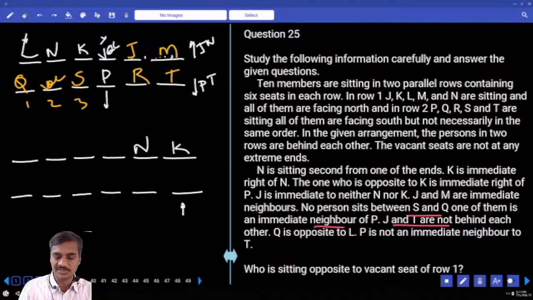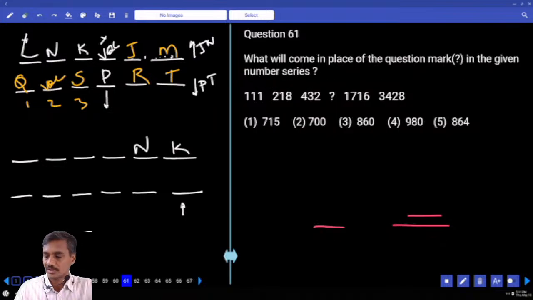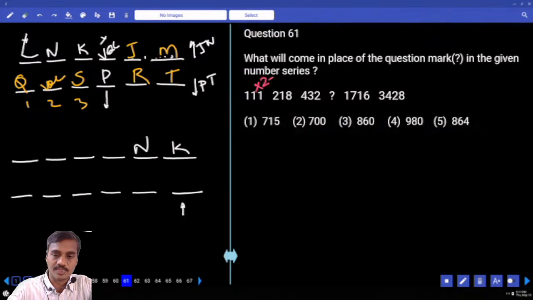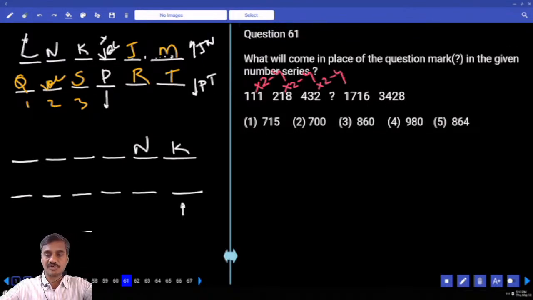Then coming to number series, question numbers 61 to 65. Now in the 61 to 65, 111, 218 and so on. Numbers are increasing at a very fast rate. Then combination or product. Now 111 into 2 minus 4, and 218 into 2 is 436 minus 4. Now into 2 minus 4, 864 minus 4 is 860. Choice 3, question number 61.